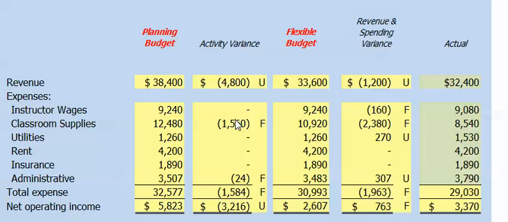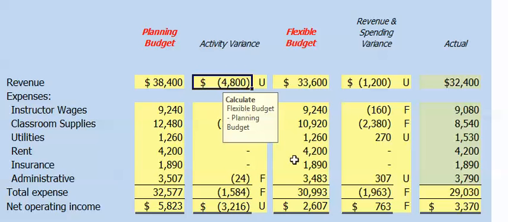Quick comment. Don't get hung up about whether these are negative or positive numbers. The important thing to keep in mind is how the difference impacts our net income. Since our revenues are less than our planning budget for our flexible budget, since our flexible budget is less than we originally planned, this would have caused revenues or net operating income to be lower. So it would be an unfavorable variance.